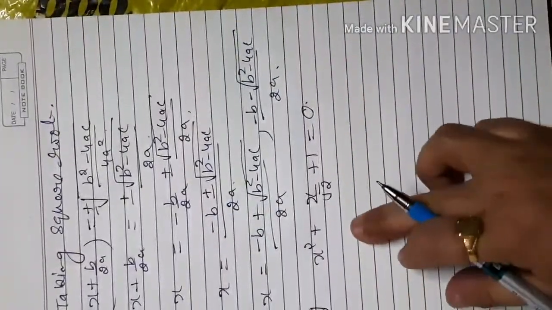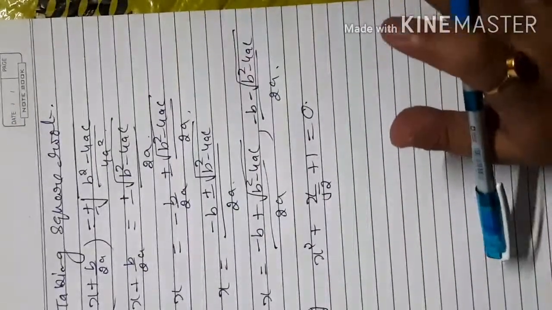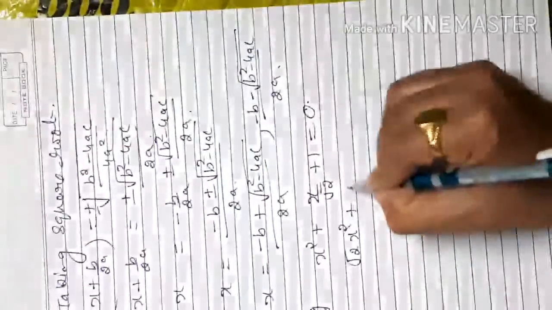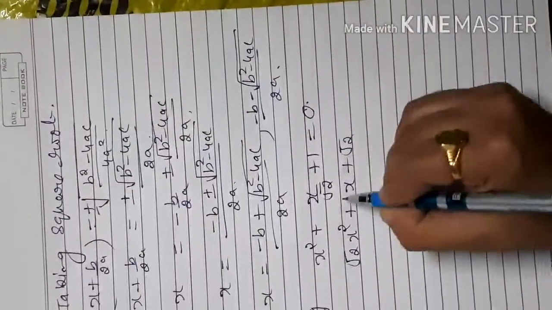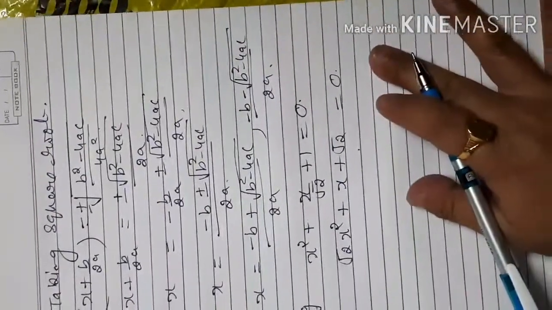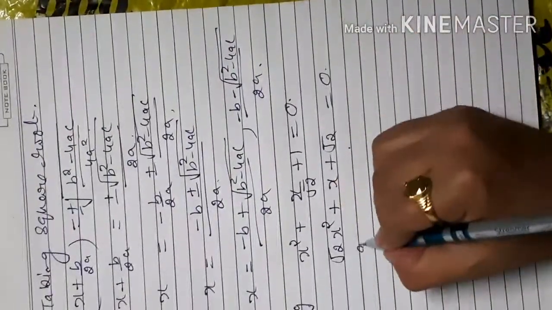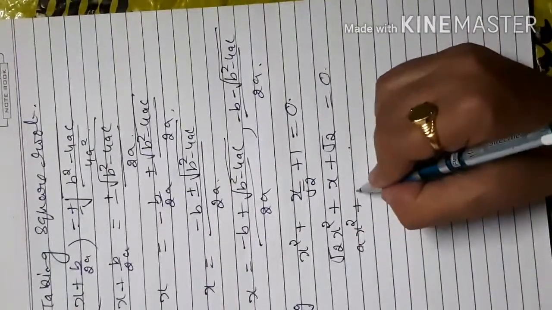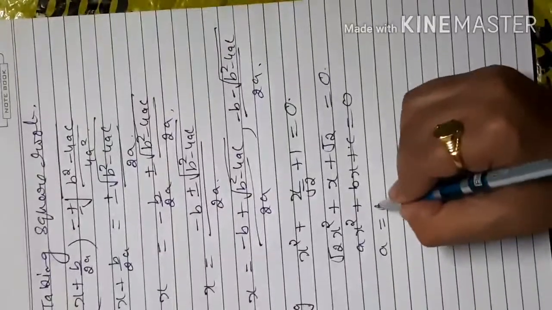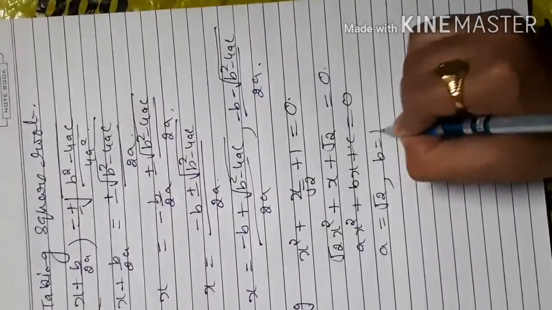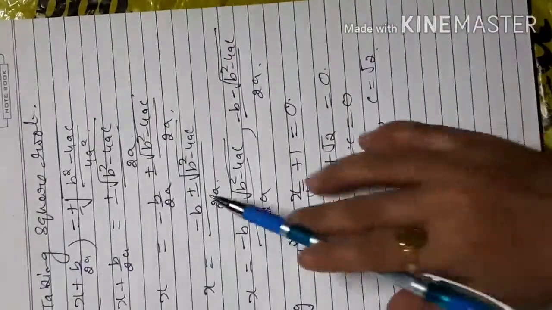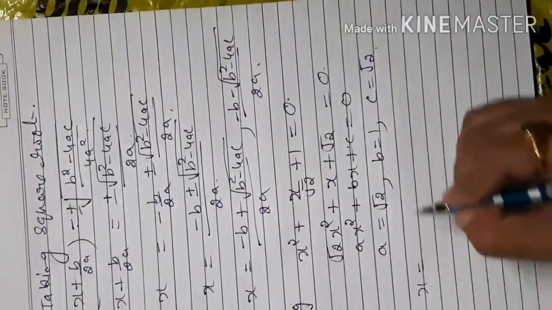So before solving, what I will do is multiply both sides by root 2. I will remove this denominator. So that is root 2 x square plus x plus root 2, and the denominator root 2 merges with the 0. So after getting this, now I compare this equation with my general equation, ax square plus bx plus c is equal to 0. So a is equal to root 2, b is equal to 1, c is equal to root 2. Now I apply it in this formula directly to find the x value.